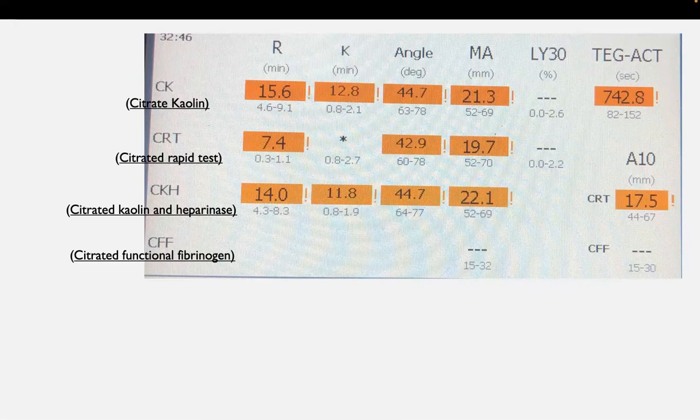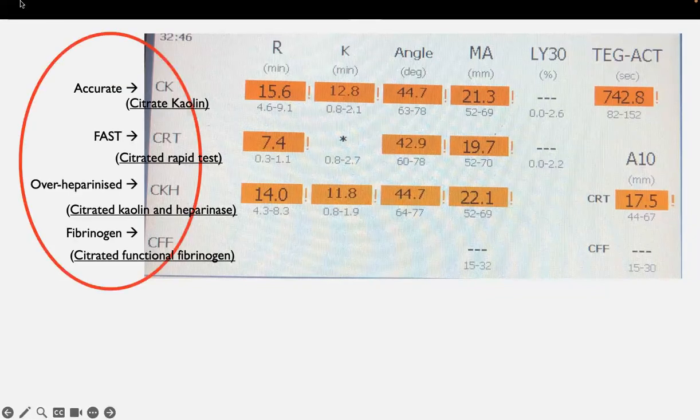Okay, and then your last one, you see FF, it's a presence of fibrinolysis, inhibiting platelet aggregation that will bind to your glycoprotein receptors. Okay, I hope you guys understood that. Now, so this CK accurate, CRT fast, CKH over-heparinized, fibrinogen in your CFF arm.